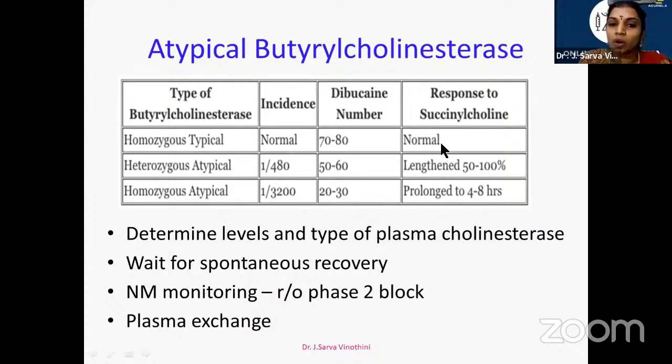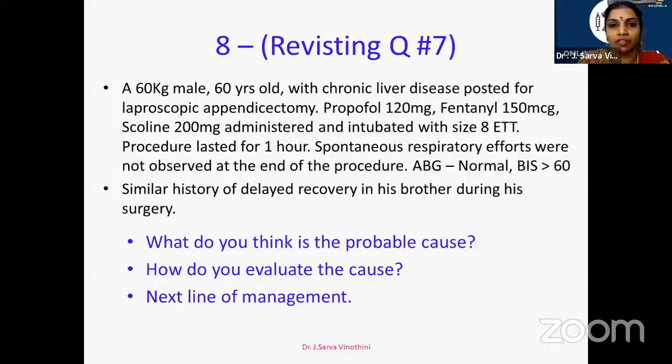So this is a qualitative test. This does not determine the quantity of active butyrylcholinesterase. It only determines the quality of the butyrylcholinesterase. So what can we do now for this patient? We can determine the type of the cholinesterase and if possible the levels also. We have to just wait for the spontaneous recovery. We have to do neuromuscular monitoring and rule out phase 2 block that is occurring in the meantime. If it is urgent, we can try plasma exchange or plasmapheresis.